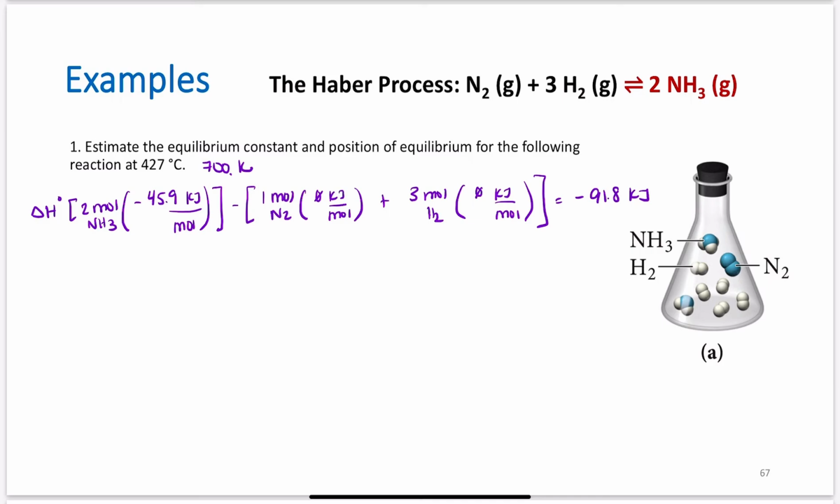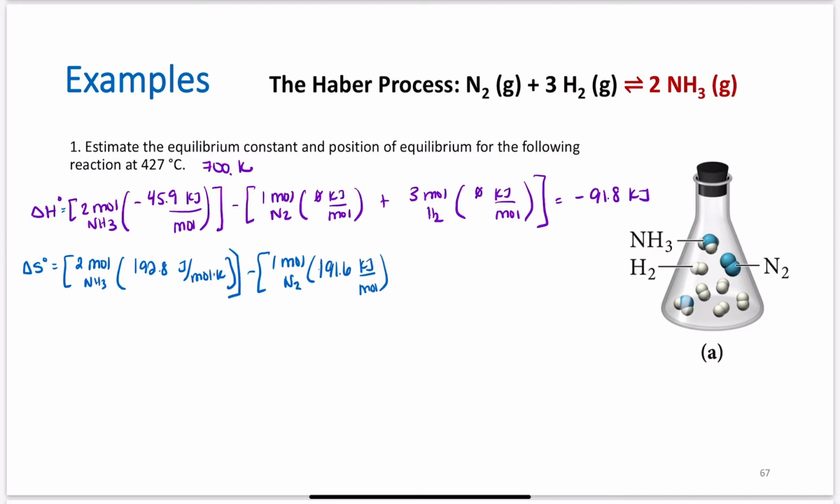I'm going to follow the same process for delta S. Delta S, I've got 2 moles of NH3. The delta S value of NH3 gas is 192.8 joules per mole K. One mole of N2 gas. There's an actual value here, 191.6 joules per mole K, because again, everything has an entropy unless it's at absolute 0, and we are not at absolute 0. 3 mole H2 times 130.7 joules per mole K.